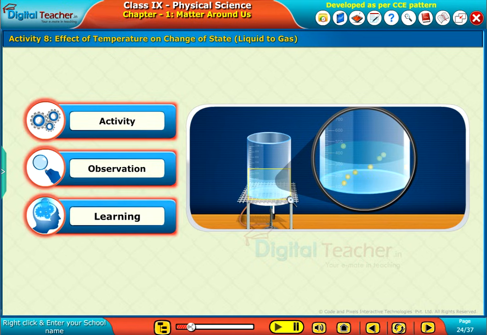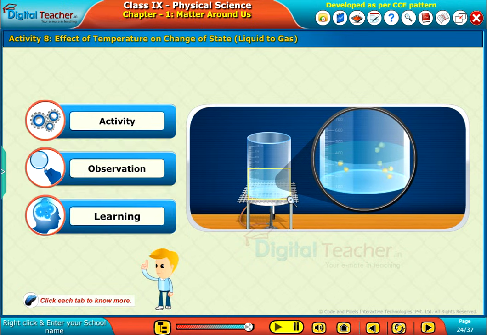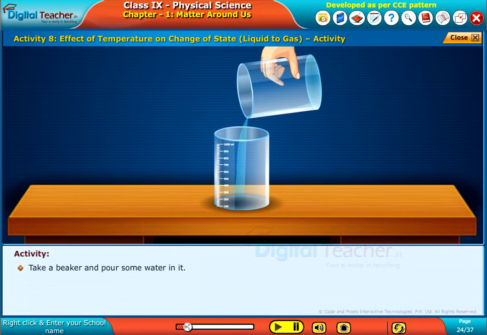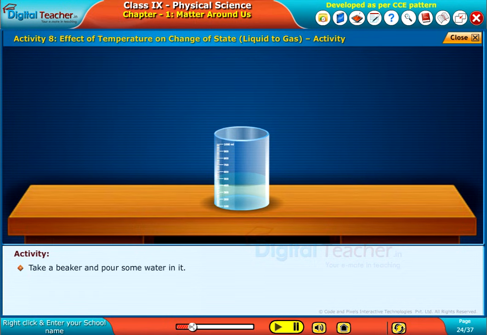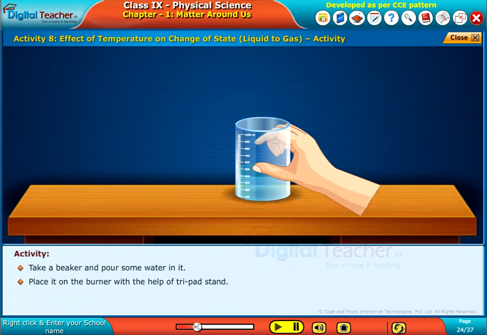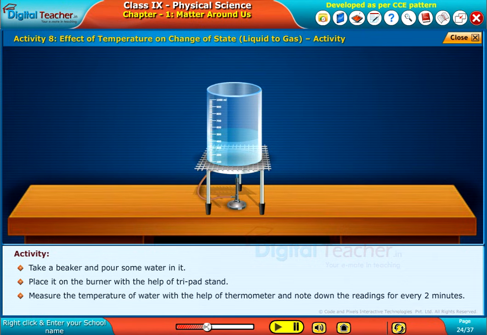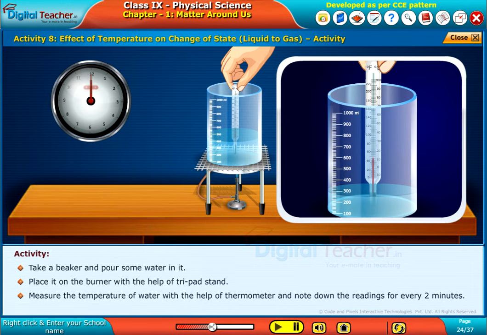Here, let us perform an activity to know the effect of temperature on change of state. Click each tab to know more. Take a beaker and pour some water in it. Place it on the burner with the help of tripod stand. Measure the temperature of water with the help of thermometer and note down the readings for every 2 minutes.